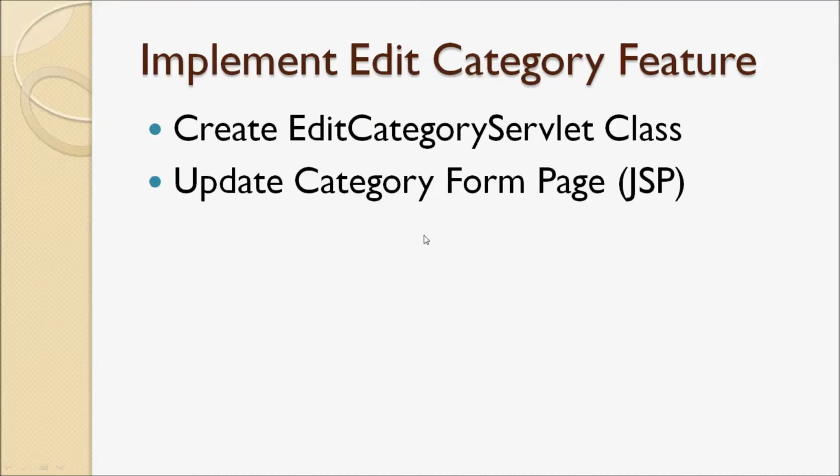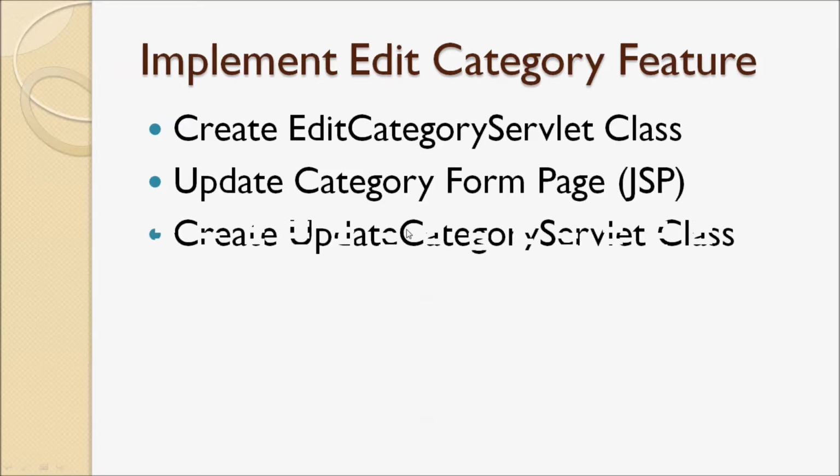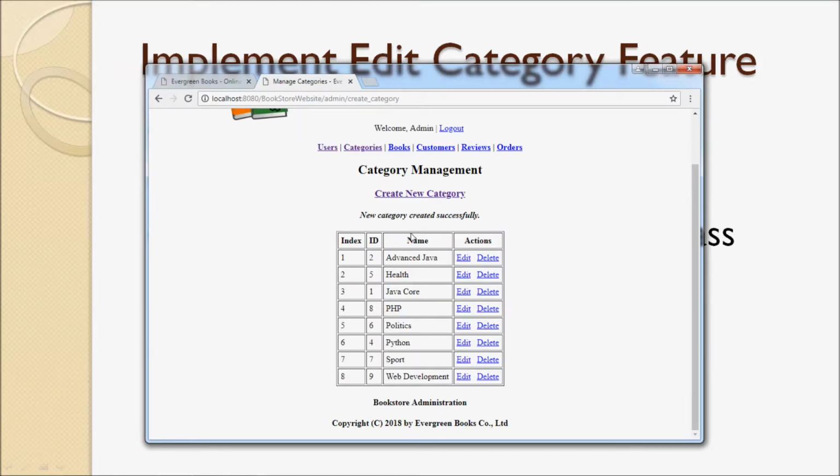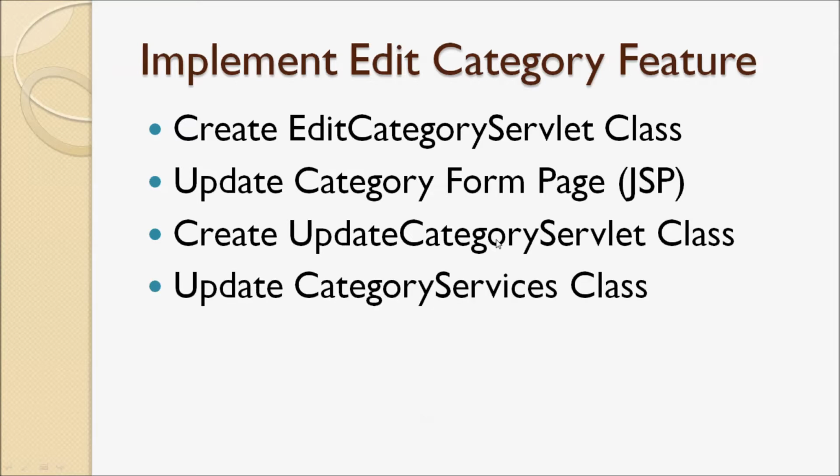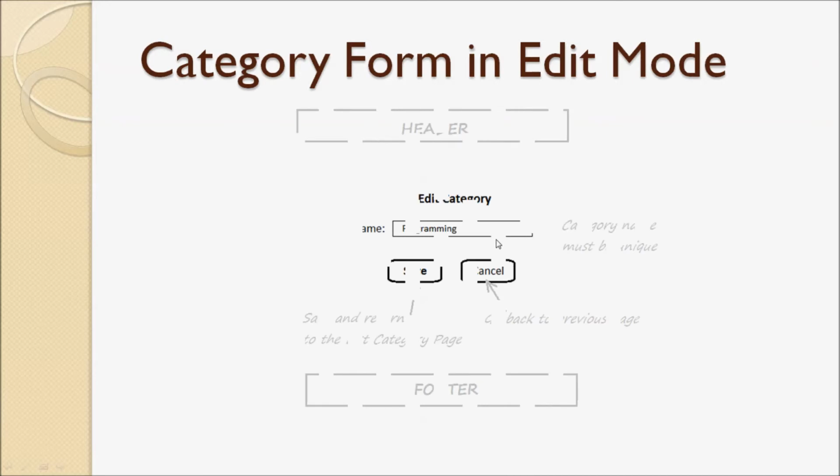And we need to update the category form page accordingly. And when the user clicks the save button in the category form, the update category Servlet class is invoked to proceed the changes into the database. And of course, we need to update the category services class accordingly. And this is the category form in edit mode.